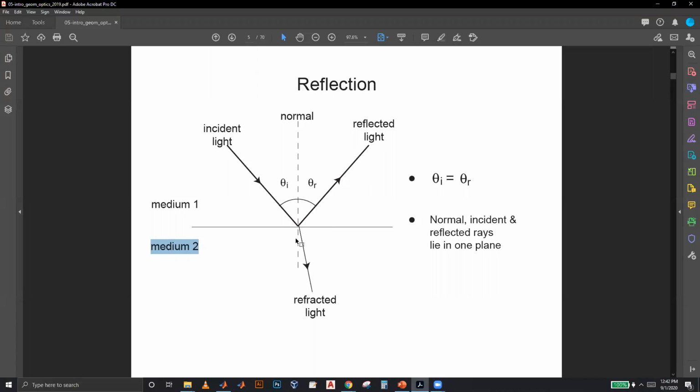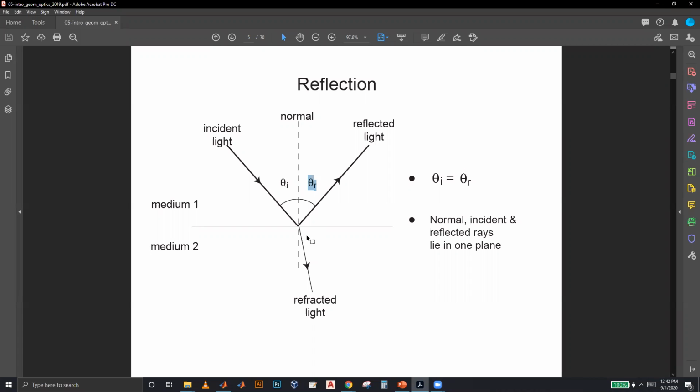Now we draw the normal to the interface between the two media. And the law of reflection states that the angle subtended by the incident light with the normal, defined here as theta I, will be equal to the angle subtended by the reflected light to the normal, theta R. So simply, the angle of incidence equals the angle of reflection.